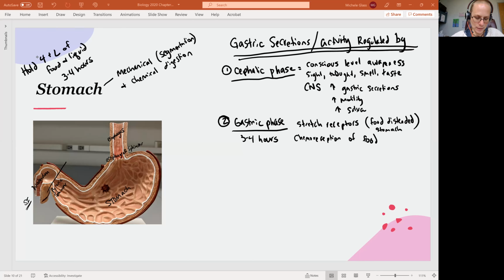Okay, I had something a little bit confusing in my notes. So just to clarify, in the gastric phase, we're going to see if you have the stretch receptor stimulated because the stomach is stretched out, if you have chemoreception of food material that has entered. And I see that's kind of sloppy writing, so let me try to improve that. So you can do commas for these.